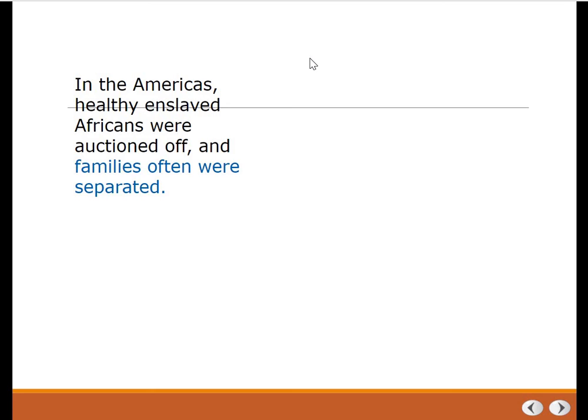Once they reached the Americas, those that were healthy were auctioned off. So enslaved Africans were then sold to whoever wanted them. Oftentimes families were separated.